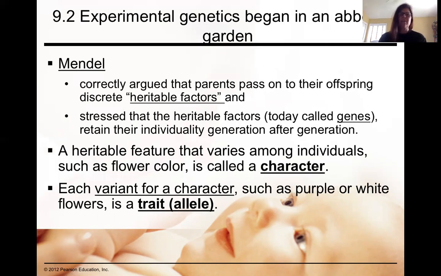So Mendel argued that parents pass on to their offspring discrete heritable factors. He stressed that these heritable factors retain their individuality generation after generation. So what he termed factors, today we call genes. A heritable feature that varies among individuals, so we talk about flower color, is called a character, and each variant of that character, such as purple or white, is a trait. That term trait can also be interchangeable. We'll use the word allele to explain what that is. So you have an allele for a purple flower, or you have an allele for a white flower.